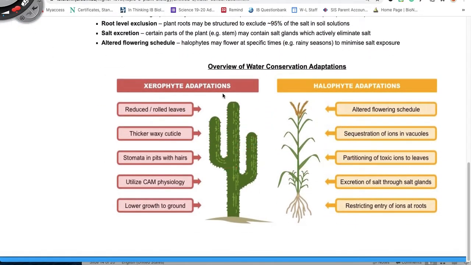So here you see the adaptations and where they occur, whether within the roots, within certain glands, within the leaves, or within the cell itself, inside the vacuole. All right, and that's pretty much it for this.